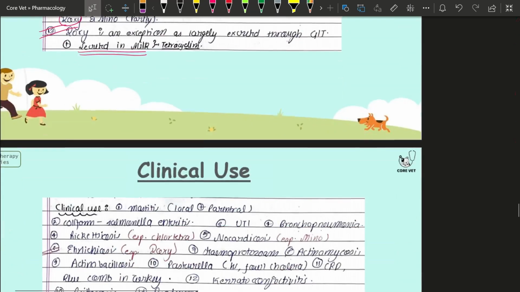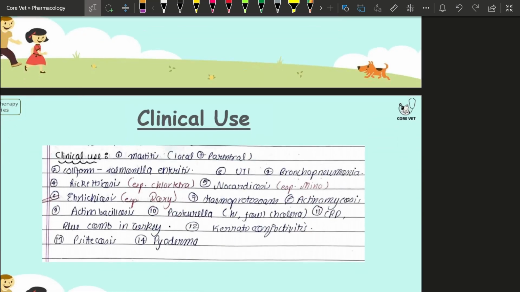If we talk about the clinical usage of tetracycline, it could be used for the treatment of mastitis in dairy cattle, right? Not just in dairy cattle, in all animals. If there is a mastitis case, tetracycline could be prescribed. And there are two types of preparation. The topical preparation for tetracycline does come, and it could be given locally or through the parenteral route.